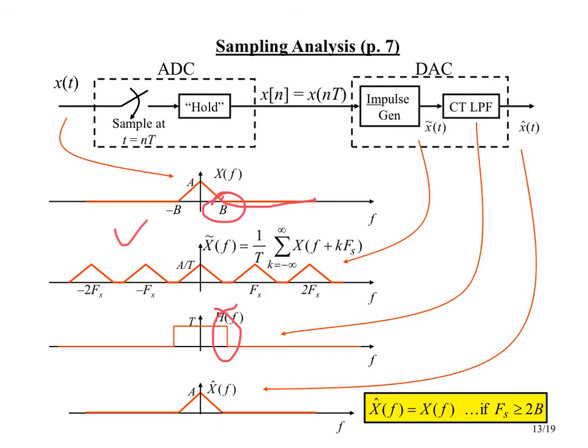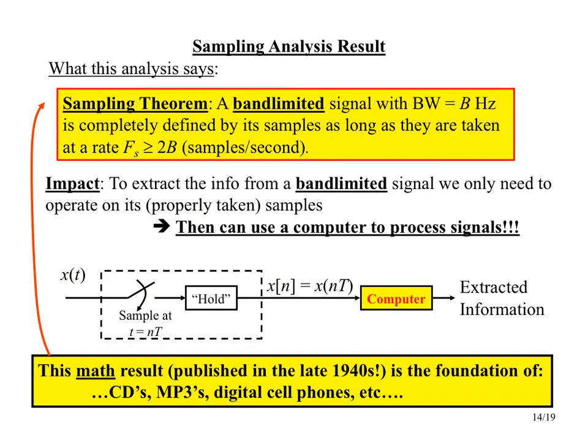All right. So let's go on to this slide, and this is just summarizing what we just saw. At least in theory, that's why it's called the sampling theorem. If we have a band-limited signal whose highest frequency is B hertz, we can completely define it in terms of its samples, completely and perfectly defined in terms of its samples, as long as we sample at a rate Fs greater than or equal to 2B samples per second.